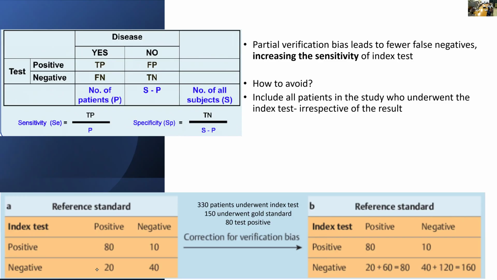So if I go the other way, if I had taken all the 330 patients under the index test, out of it, 80 were positive, and 80 of the stool occult blood were negative. Now, if I calculate sensitivity, it will be 80 divided by 160. Now, sensitivity falls to 50%. So that is how a partial verification bias happens. So how do we correct a partial verification bias? We must always include the patients who underwent the index test, irrespective of their outcome.